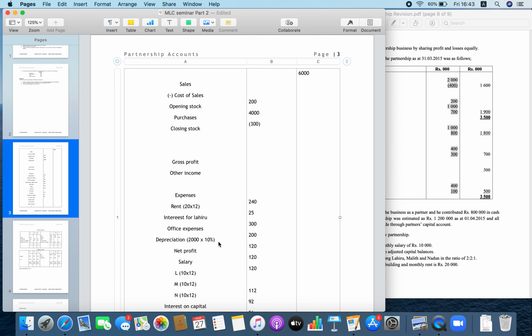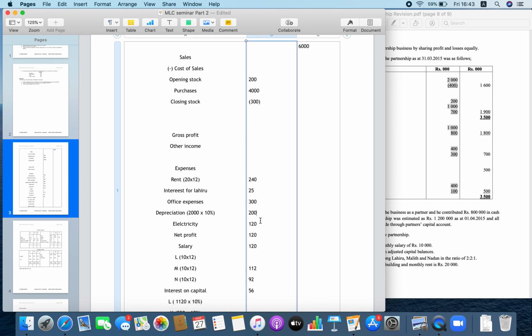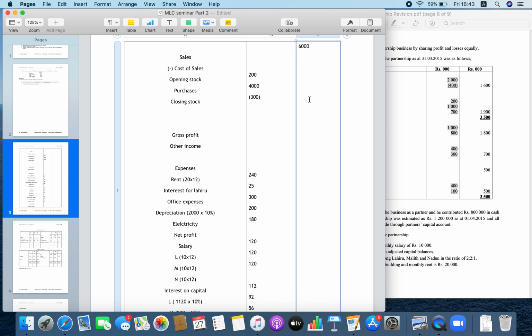Electricity, guys, is an expense, so let's make some room over here. That will be 180. Now we have all our answers. Number one, let's get our cost of sales first. Cost of sales will now be negative 3900. So therefore our gross profit is now going to be 2100.